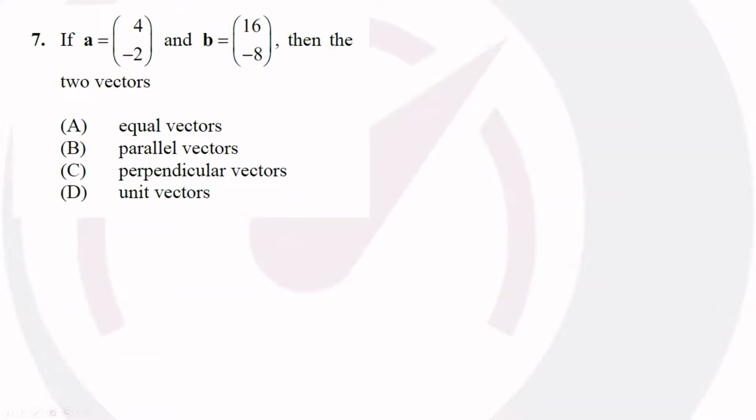Now, looking at our heap of terms here, before we even start with the question, the answers are equal, parallel, perpendicular, and unit vectors. In order to answer this question, you have to know what these concepts are. So let's read the question first. If A is (4, -2) and B is (16, -8), then the two vectors are equal vectors, parallel vectors, perpendicular vectors, or unit vectors.